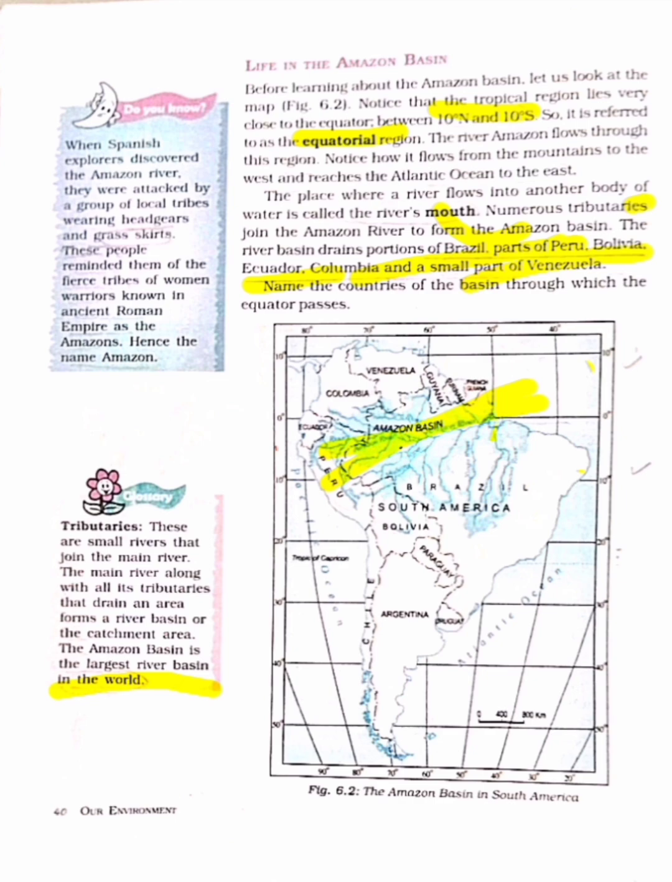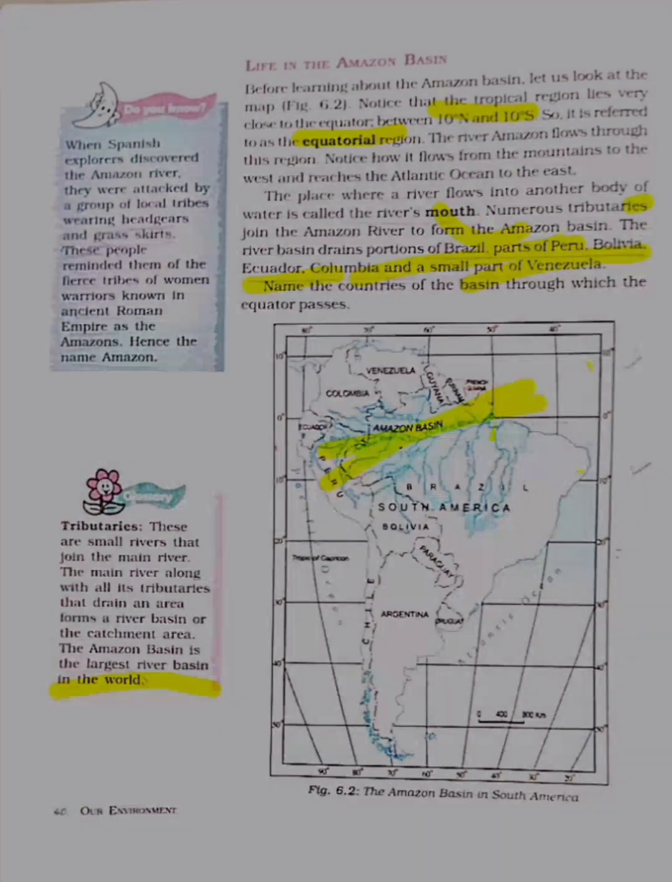When Spanish explorers discovered the Amazon River, they were attacked by a group of local tribes wearing headgears and grass skirts. These people reminded them of the fierce tribes of women warriors known in the ancient Roman Empire as the Amazons, hence the name Amazon. This is the story behind the name Amazon. Can you comment how many countries are in South America?